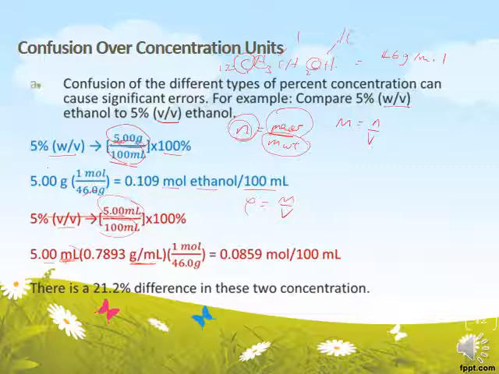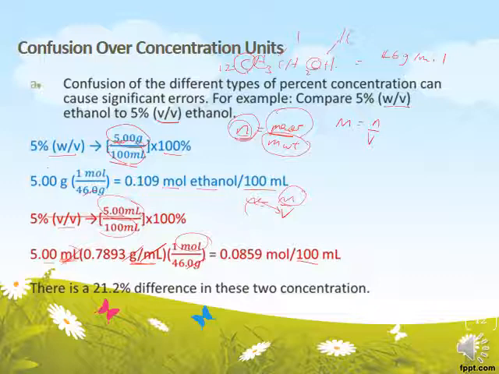So we need to find number of mole. Volume times density, we get mass. Mass divided by molar mass, we get number of mole. So here is how we do it: density times volume divided by molar mass. So we get 0.0859 mole per 100 ml of solution.